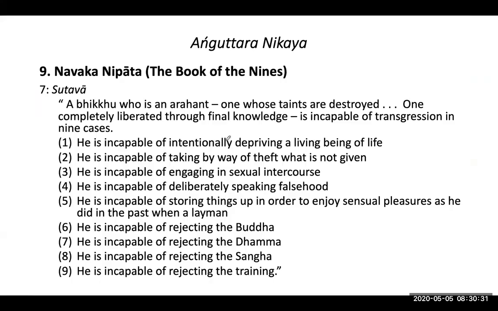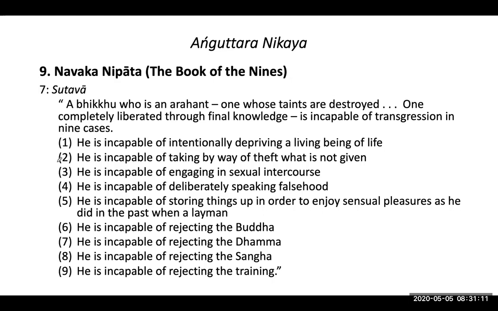So, that is the story of loving kindness meditation. We will study it one more time when we study the Attaka Nikaya. And next, the book of the ninth, Navaka Nipata. In one of the suttas, the Buddha expounds that a bhikkhu who is an arahant, one whose taints are destroyed, one completely liberated through final knowledge, is incapable of transgression in 9 cases.